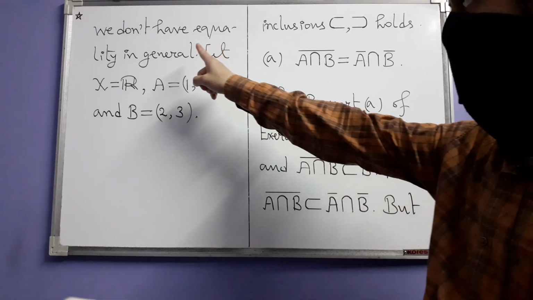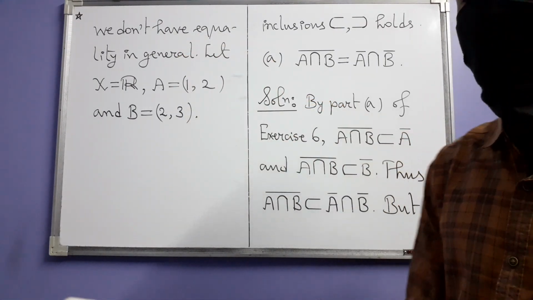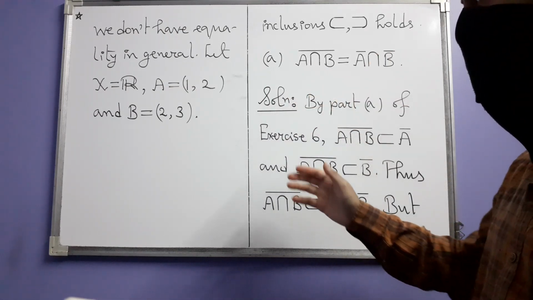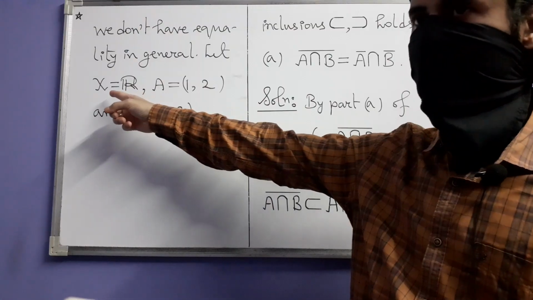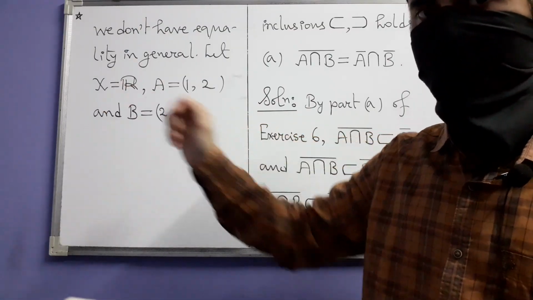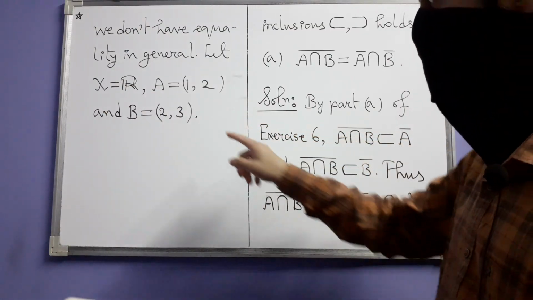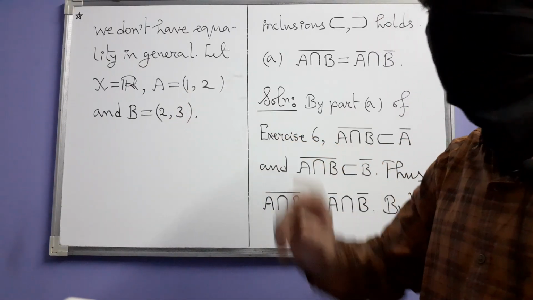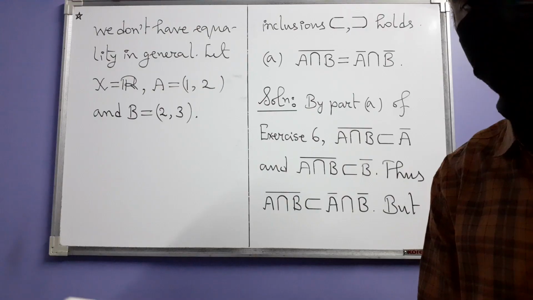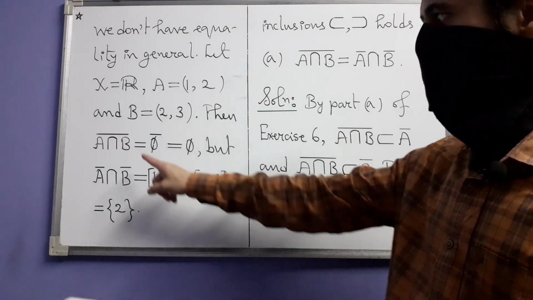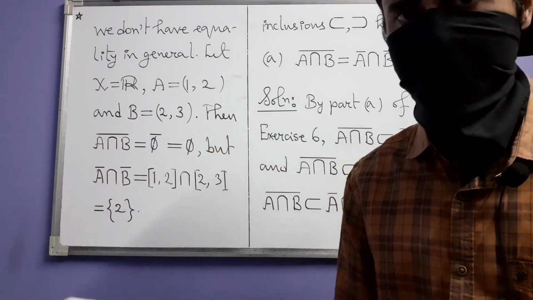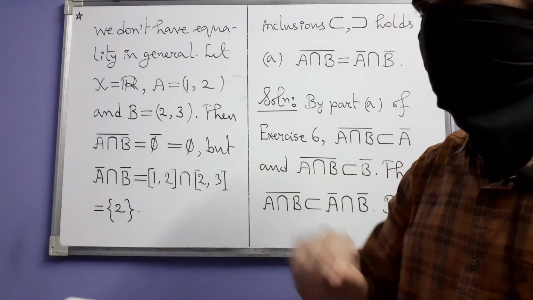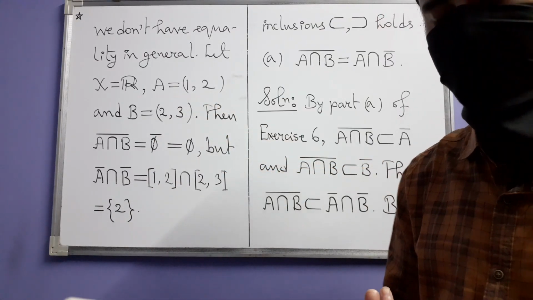But we don't have equality in general. The equation is not always true, although we have this containment. To see why, we take the space of real numbers with the usual topology, in which say A is the open interval 1, 2 and B is the open interval 2, 3. Let's first see what is A intersection B closure. Because A and B have no intersection, that's the closure of the empty set, which is the empty set.